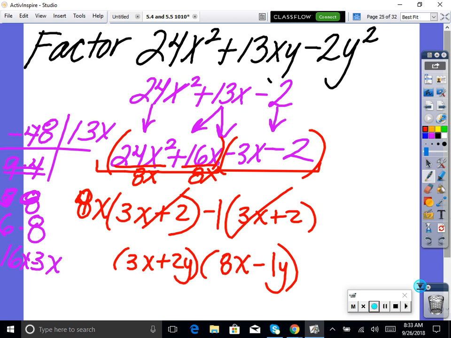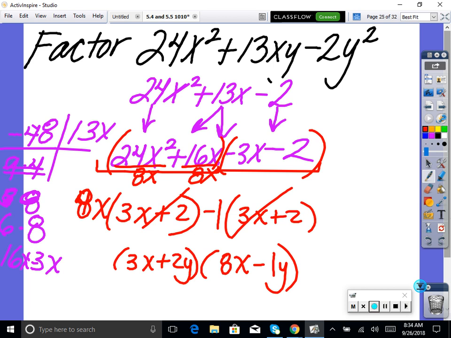And then look at the middle term. So the middle term will be 3x times 8x is 24x squared. 3x times negative 1y will be negative 3xy's. And then 2y's times 8x would be 16xy's. You guys see how that makes the middle term an xy? And then the ending term, we need it to be negative 2y squared, and it is. So we just treat it like a quadratic, like normal, and then insert your y's in the end.